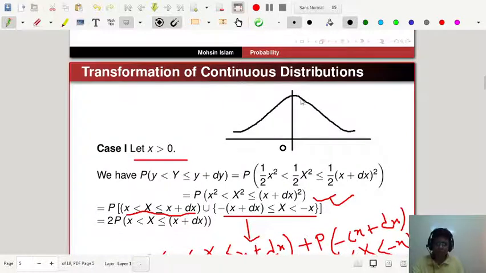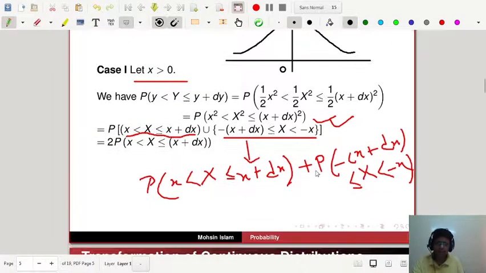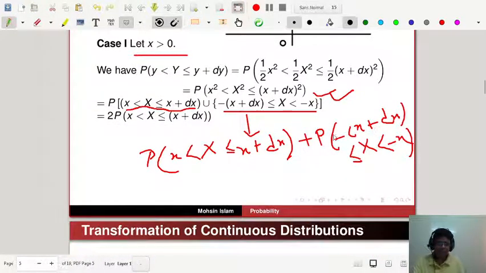So due to the symmetry of the distribution, we can write this negative quantity also equal to this. So we have arrived at P(y less than capital Y less than or equal to y plus dy) equals twice P(x less than capital X less than or equal to x plus dx). That is due to symmetry of the distribution.